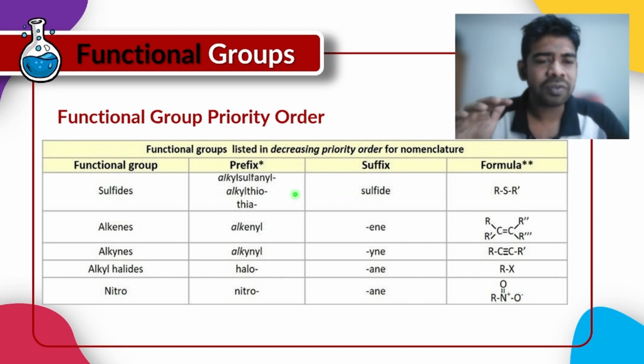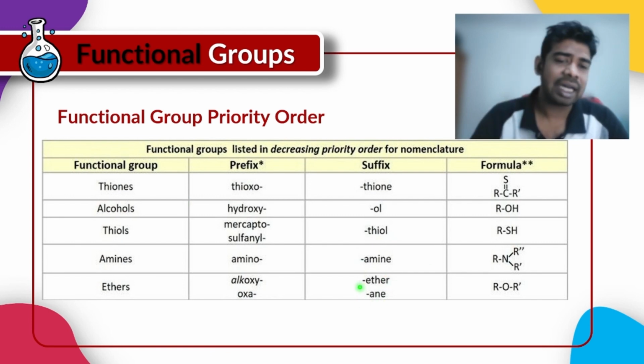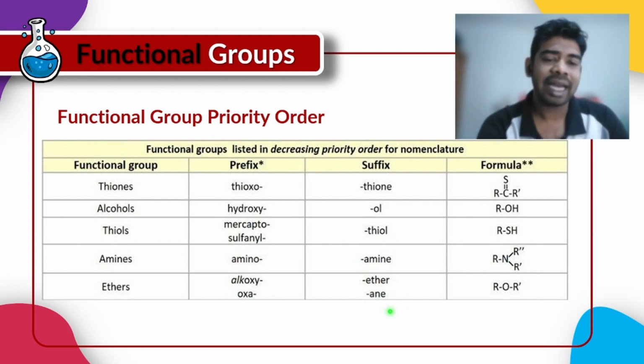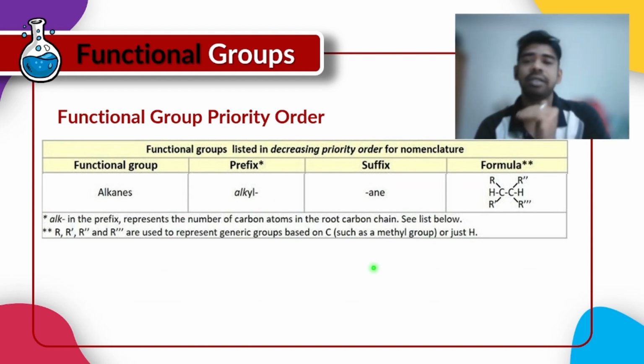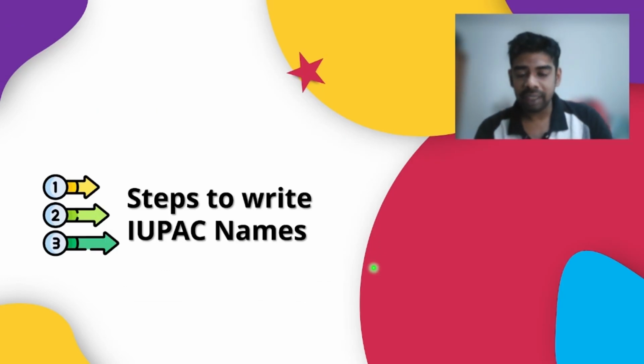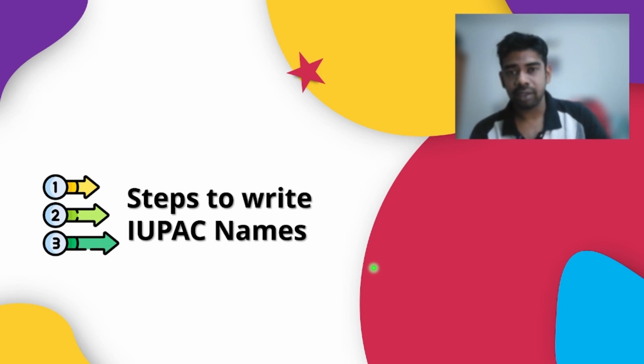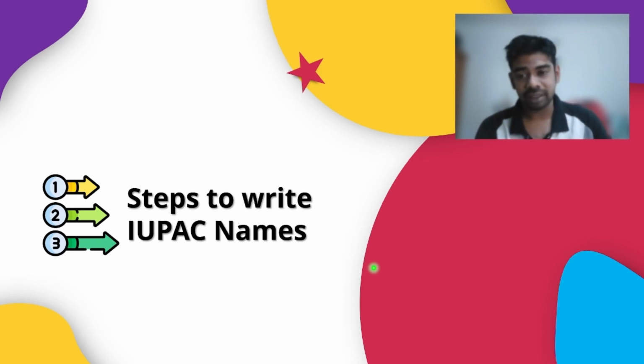So if you see that here we are using the word "ene", that signifies that it is placed after your alkenes. We will learn about the priority order in the next few lectures, probably.